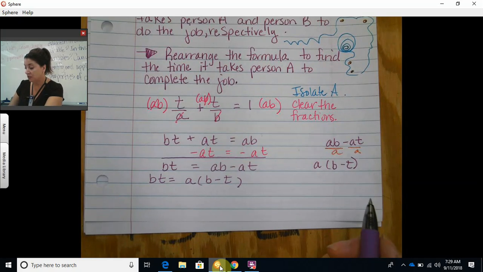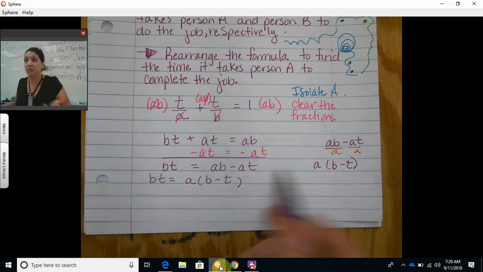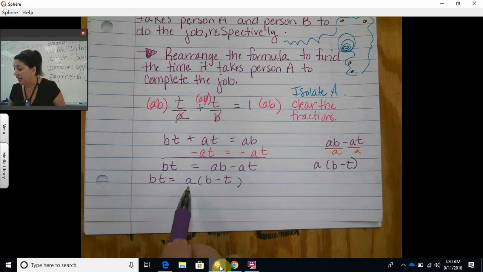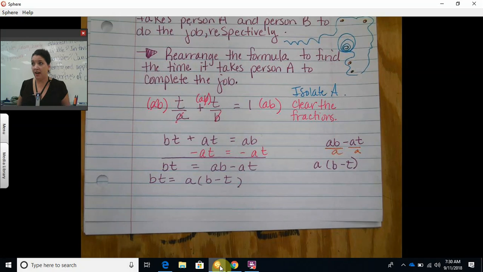Now I'm getting close to having A all by itself, but I don't want to go back and redistribute because I just factored it out. I don't want to distribute it back in, okay? A is being multiplied by what's in parentheses. We want to get rid of that. So what is the inverse of multiplying times b minus t?